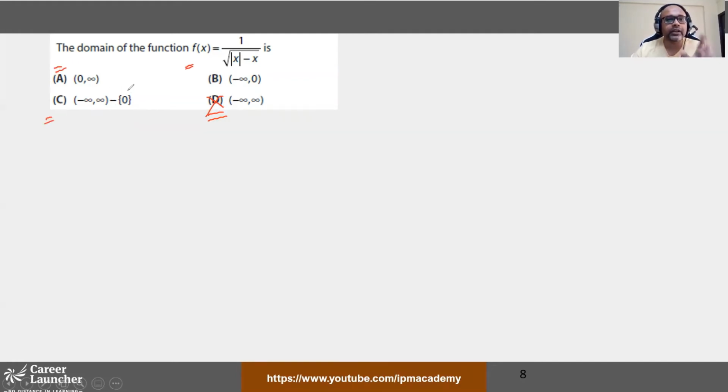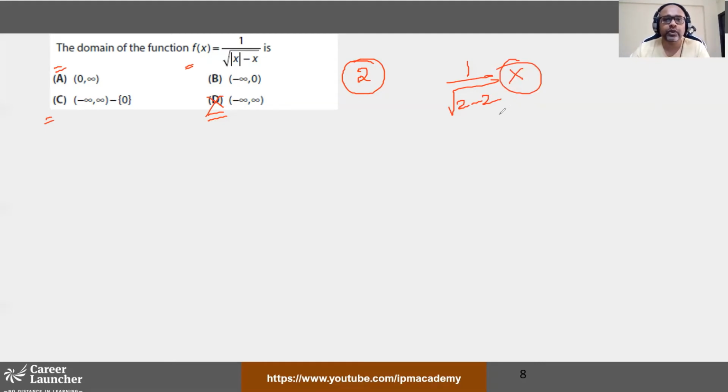Now I want to look at A, B, and C. The difference between A, B, and C is A is talking about positive numbers, B is talking about negative numbers, C is talking about both positive and negative without 0. Right? So I have to start eliminating now. Elimination, what should I do? The approach to elimination is take a number and substitute. So if I take, let's say 2 and substitute, I'll get 1 by root of 2 minus 2, which is undefined. So 2 should not be in my answer.